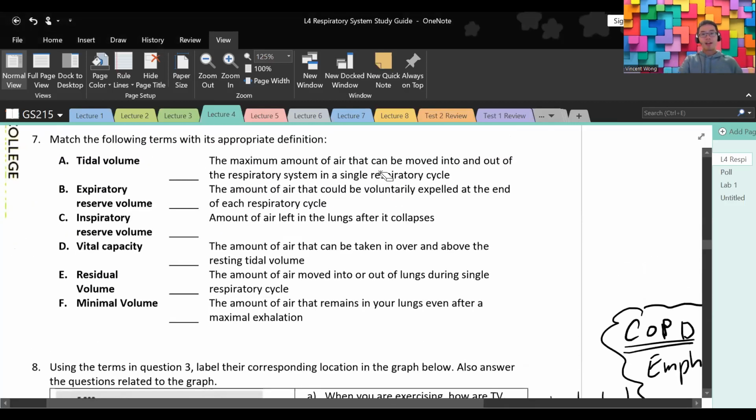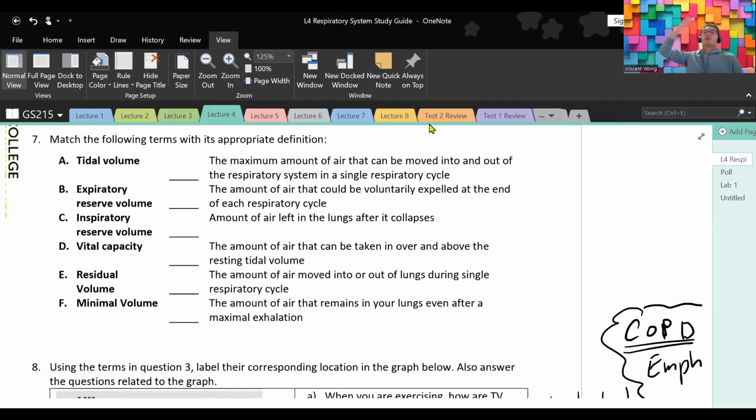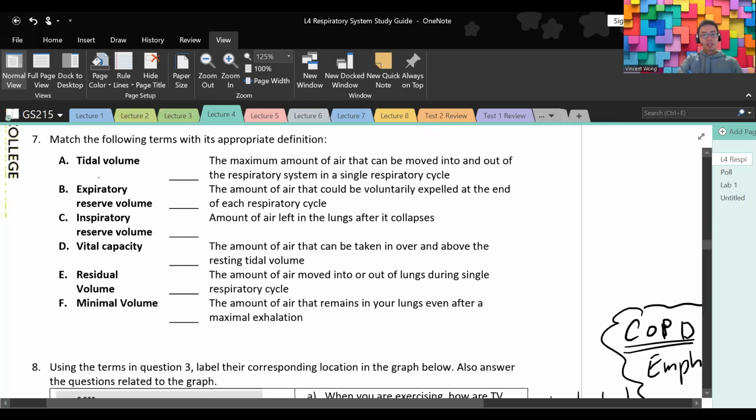The maximum amount of air that can be moved in and out of the respiratory system in a single respiratory cycle. So, from the lowest point all the way until you cannot breathe in again, that is going to be the vital capacity. Okay, D. Amount of air that could be voluntarily expelled at the end of each respiratory cycle. What is that? Anybody know? The stuff that you can voluntarily breathe out. Expiratory reserve volume. That is correct. That is the B right there.